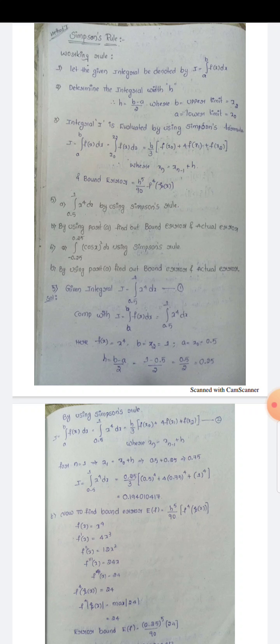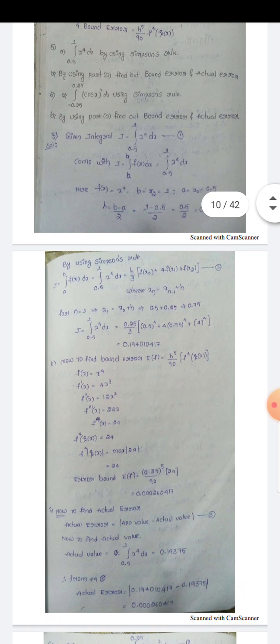Third: integral I is evaluated by using Simpson's formula. I is equal to integral a to b f of x dx is equal to integral x0 to x2 f of x dx is equal to h by 3 into f of x0 plus 4 f of x1 plus f of x2, where xn equals xn minus 1 plus h, and the error bound is equal to h power 5 by 90 into the fourth derivative of f of xi of x.